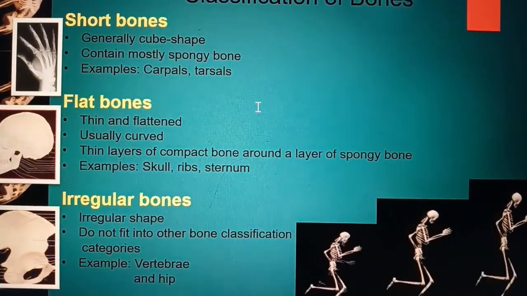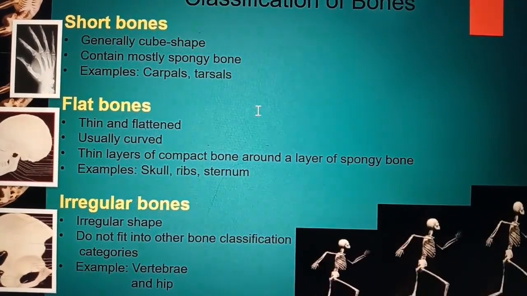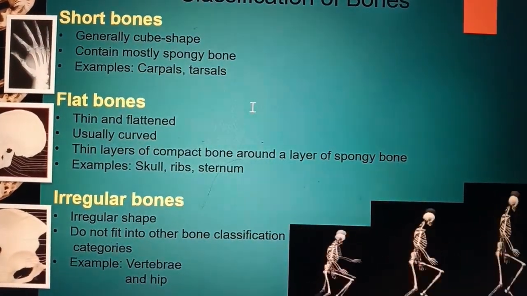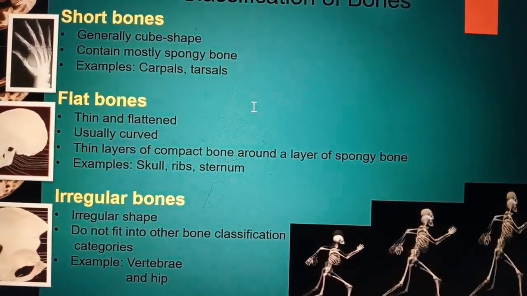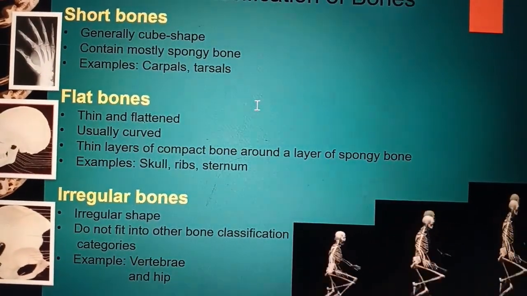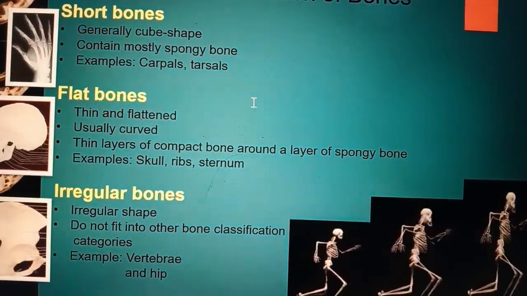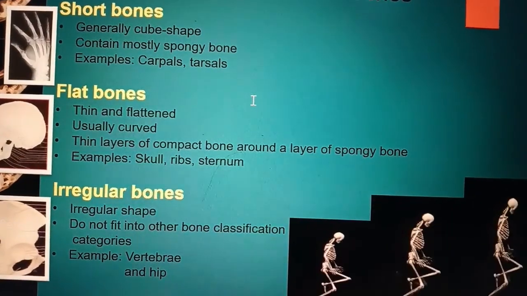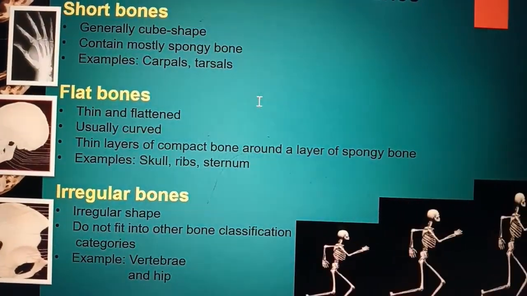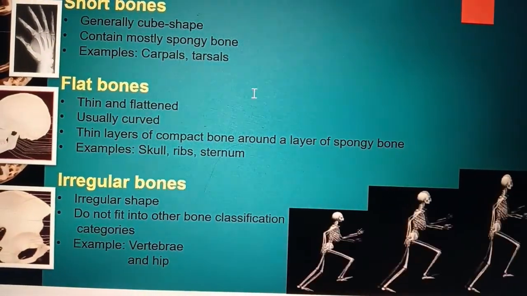For the short bones, generally, you will see it, okay? An example of where you find short bones is in your hands, your carpals, and even in your feet, your tarsals. So generally, it is cube shaped and contains mostly spongy bone.